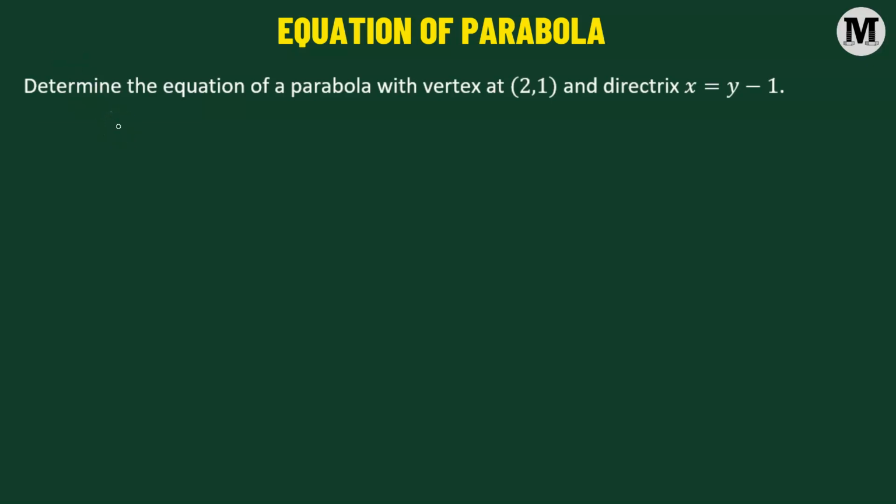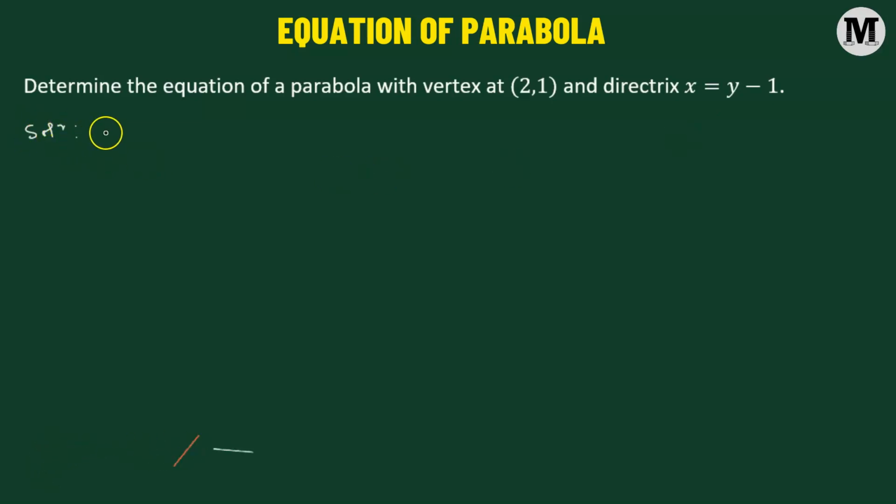So in this problem, we need to determine the equation of a parabola with vertex at (2, 1) and the equation of the directrix given as x equals y minus 1. Let us begin. So we'll try to understand the problem graphically first.